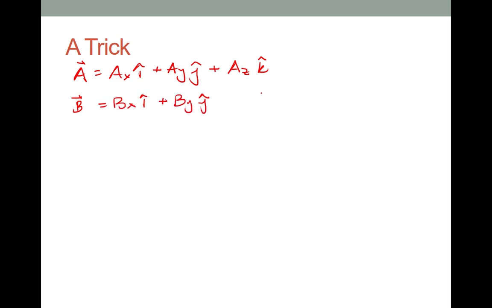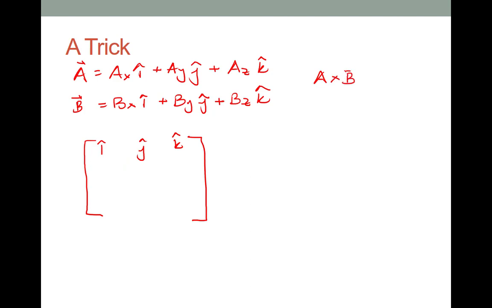And the same thing for B. And you're like, okay, this is making things more complicated, Dr. Murphy. I agree. Yes. Okay, so what we're going to do is define a matrix, and don't get scared on me. The top row of the matrix is going to be the unit vectors. The second row is going to be the first vector of your cross product. So if we're doing A cross B, this middle row will be the components of vector A, and the bottom row are the components of the last vector.